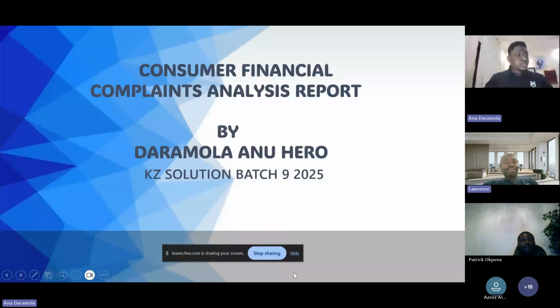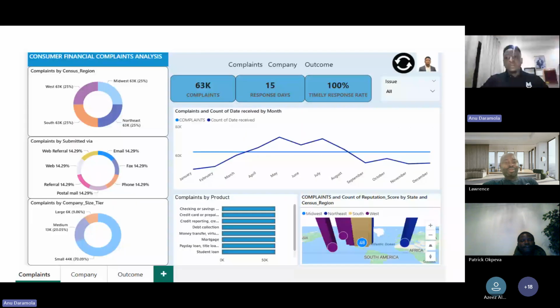My name is Daramola, and I'll be going straight to it for constraint of time. I'm starting with Power BI, and this is a screenshot of my Power BI page. I'll be looking at the analysis from 3 angles, from the complaints, from the company, and from the outcome.